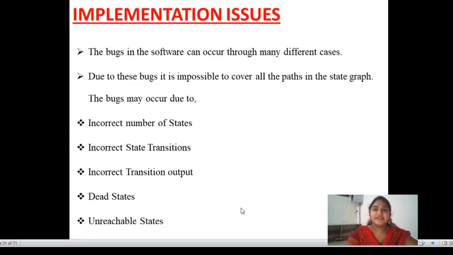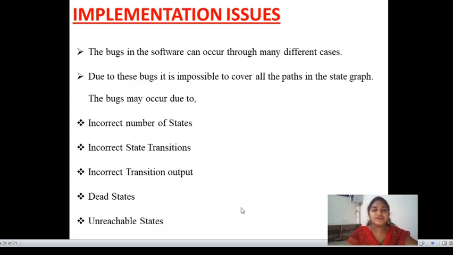Dead states means there is no reachable path, or there is no declaration of that particular element or variable. We can call it a dead state. Next one, unreachable state. I already told you, reachable means there is a transition between two or more states. If there is no transition between two or more states, just states defined, it is known as an unreachable state.